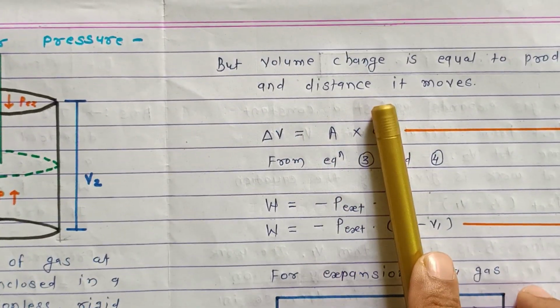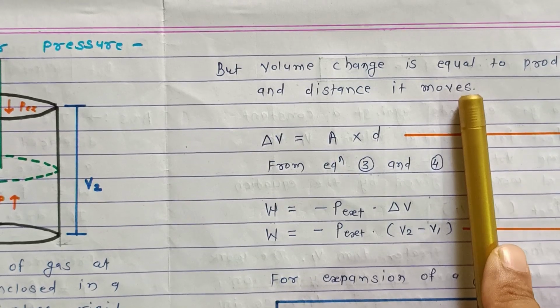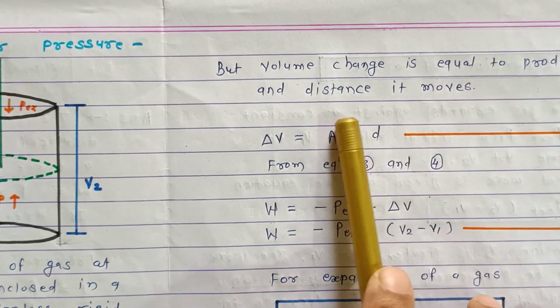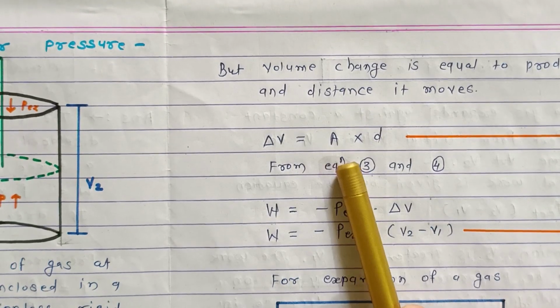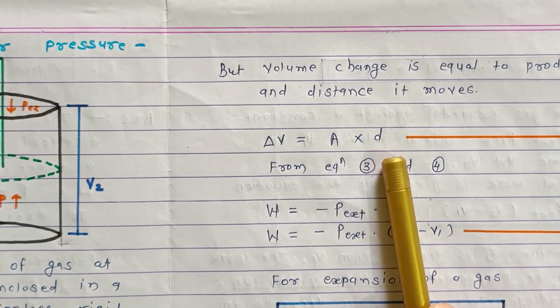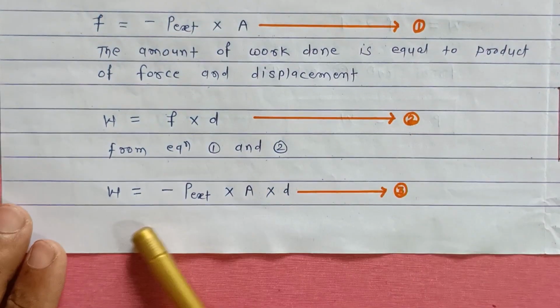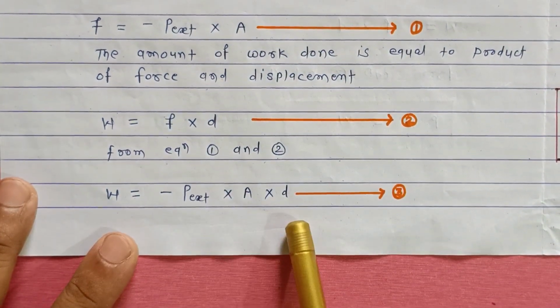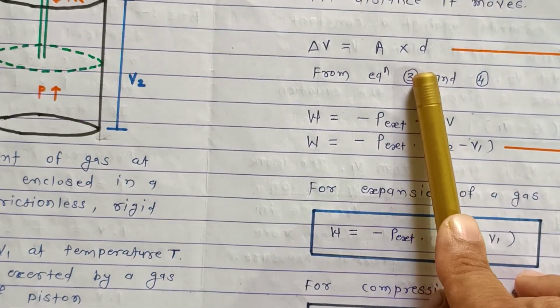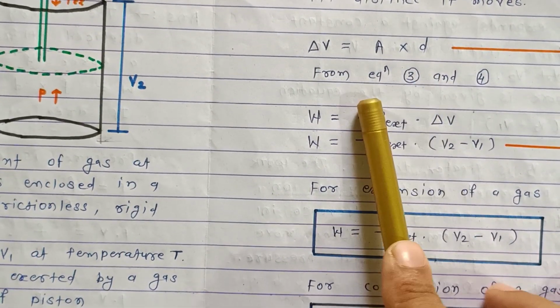उसके बाद वॉल्यूम चेंज हम कैसे निकालते हैं? वॉल्यूम चेंज का मतलब क्या है? वॉल्यूम चेंज इज इक्वल टू द प्रोडक्ट ऑफ एरिया एंड डिस्टेंस इट मूव। इसका मतलब डेल्टा V इज इक्वल टू ए इंटू डी। सो जो इक्वेशन नंबर 3 था, क्या था इक्वेशन नंबर 3? इक्वेशन नंबर 3 था W इज इक्वल टू माइनस पी एक्सटर्नल इंटू ए इंटू डी। यहाँ पे ए इंटू डी टर्म है, वैसी टर्म डेल्टा V का मतलब क्या होता है? ए इंटू डी। इसका मतलब इक्वेशन नंबर 3 क्या होगा?